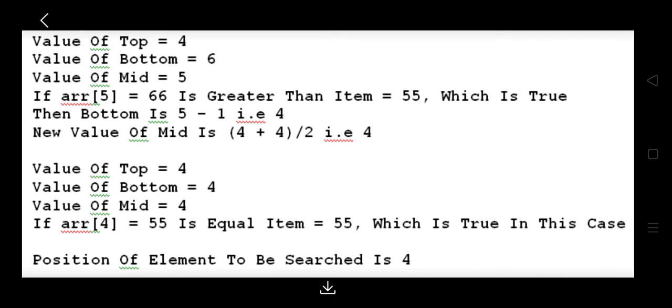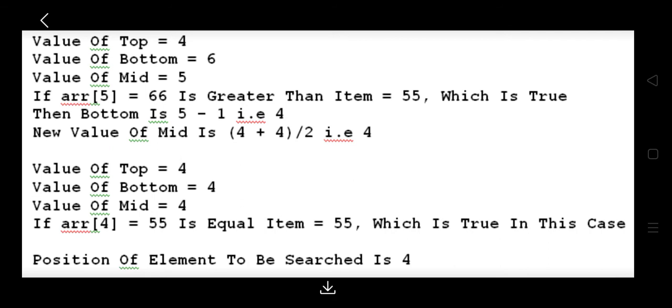The value of bottom will be mid minus 1, which is equal to 5 minus 1, which is equal to 4. So the new value of mid will be the value of top, which has been shown on the screen, which is 4, plus the new value of bottom, which you have calculated, which is equal to 4, divided by 2, which is equal to 4. So the new value of mid will be 4. If you see at the bottom of the screen, you will see that based on the value mid 4, we will be going to process the array element at position 4.